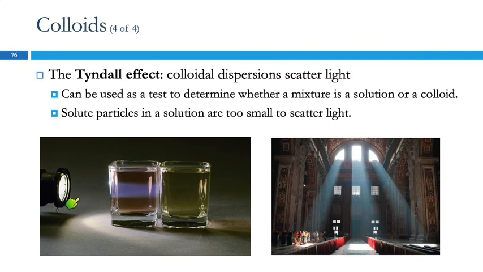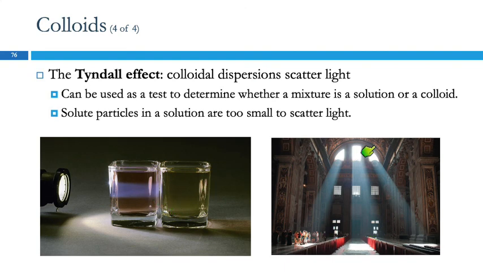But if you shine a bright light through a colloid, you'll be able to see where the beam of light goes, because the particles here are large enough to scatter the light. And this one's a solution. The particles are too small to scatter light, and so the light just goes straight through.